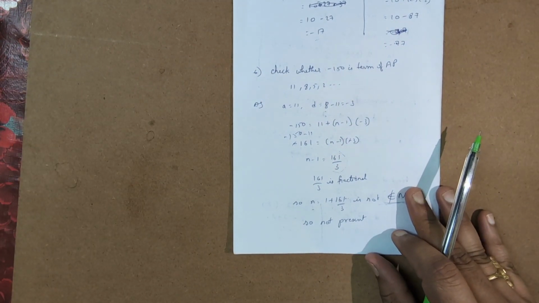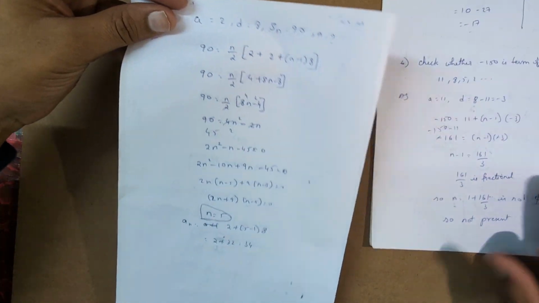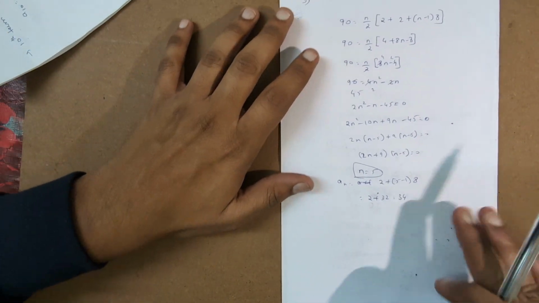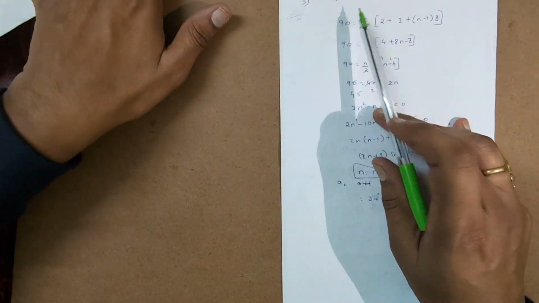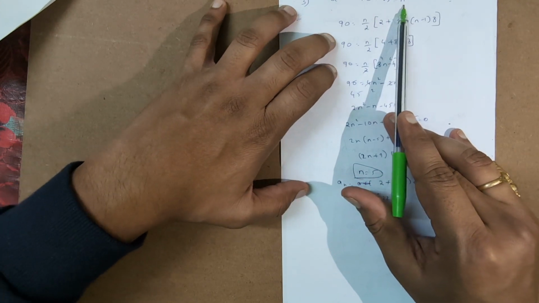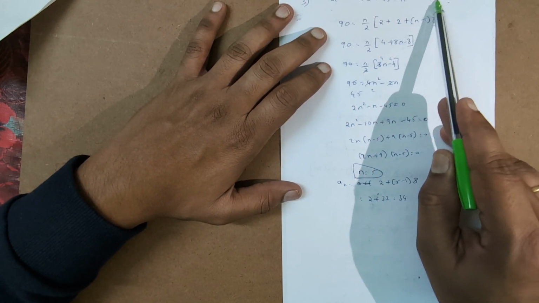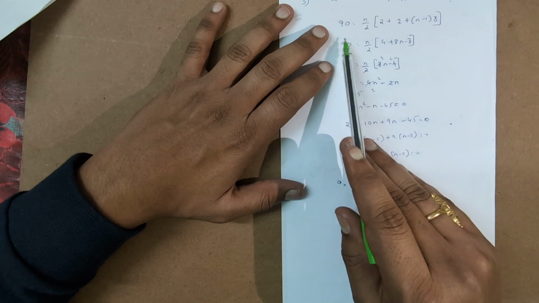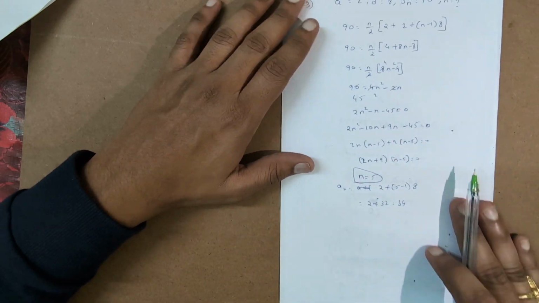Okay, we have another type of question, that is sum of n numbers. So what this type of question is, A is equal to 2, and they have mentioned the common difference as well. They have mentioned the sum of n terms is 90, find the number of terms. So Sn, as I mentioned, the formula, I will just write it once again.